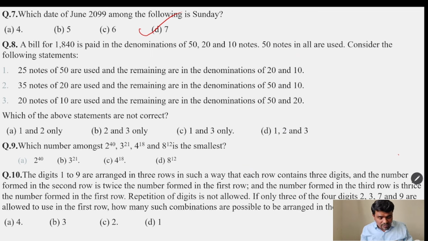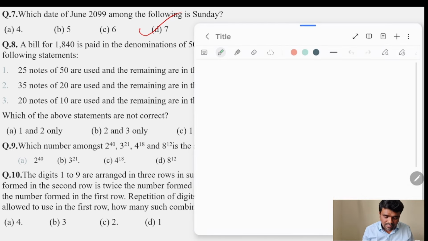A bill for 1840 rupees is paid in the denominations of 50 rupees, 20 rupees, and 10 rupees, and 50 notes in all are used. Means the total number of notes is 50. Consider the following statements. Statement 1: 25 notes of 50 are used and the remaining are in the denomination of 20 and 10. Statement 2: 35 notes of 20 are used and the remaining are 50 and 10. Statement 3: 20 notes of 10 are used and the remaining are 50 and 20. Which are not correct is our question. Let me find out which are not correct.